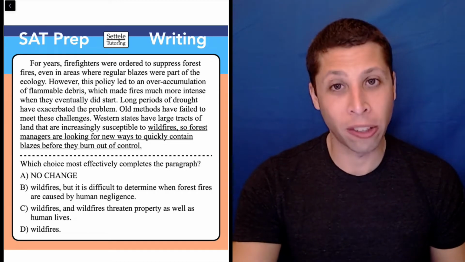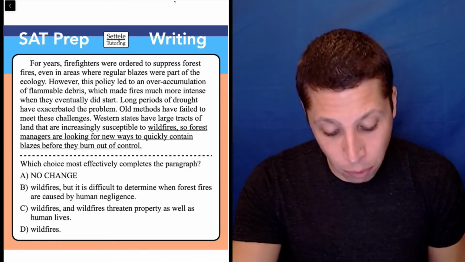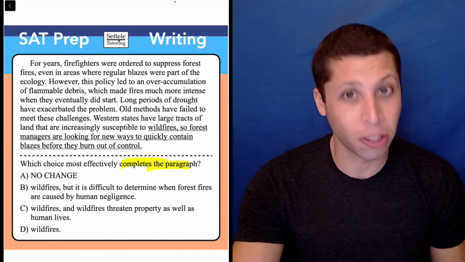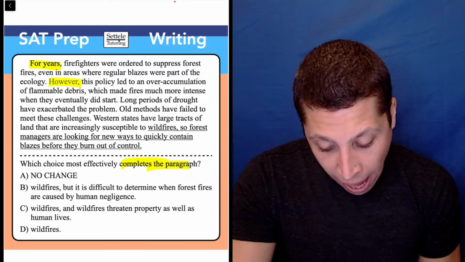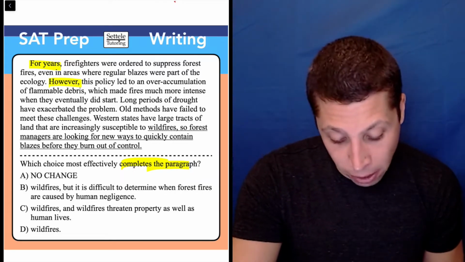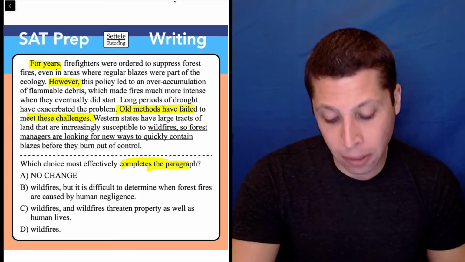The instructions for this question force us to read the entire paragraph. So we better follow those instructions. Don't cut corners here. What's this paragraph about? Well, they talk about what firefighters have done in the past. However, this policy has created some failures, right? Old methods have failed to meet these challenges.